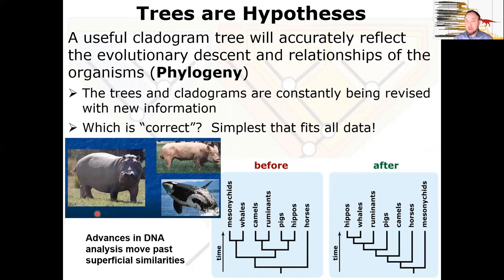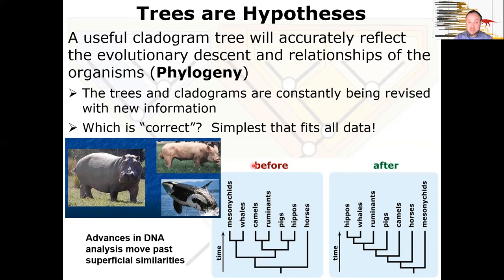do you think that a hippo is more closely related to a pig or to a whale? How many different morphological characteristics, external, superficial characteristics does a hippo share with a pig versus how much does it share with a whale? Well, in my personal opinion, the hippo looks a hell of a lot more like a pig than it does to a whale. And so pigs and hippos were placed on kind of the same branch here, sharing a common ancestor back here, whereas whales share a common ancestor with hippos way back here on this branch.